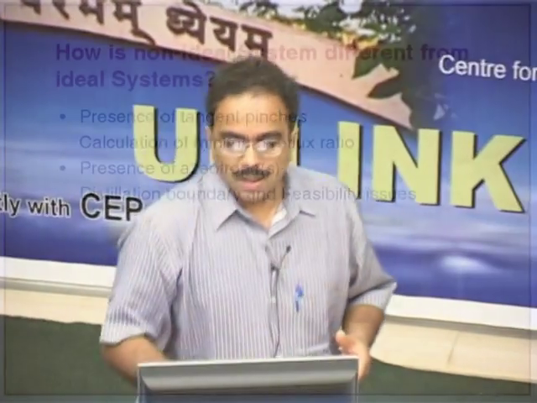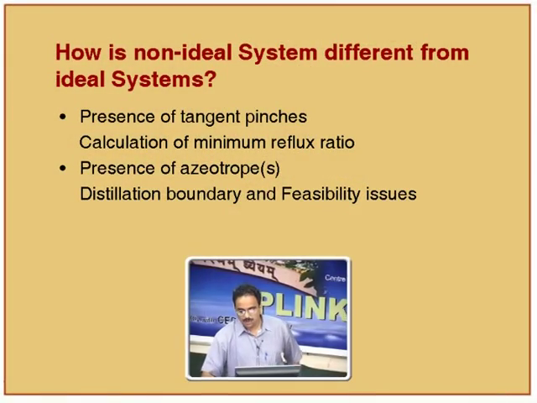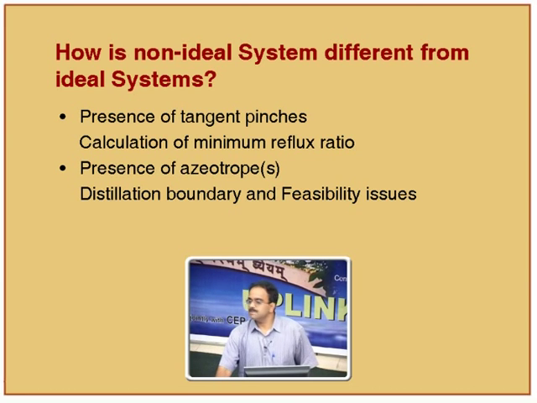Of course, here, as I said before, in what way would non-ideal systems be different from ideal systems? Presence of tangent pinches or presence of azeotropes. As I told you before, this is not so common in multi-component systems, but still there are methods to deal with the tangent pinches, and I am not going to cover that part in this particular program. It is given in this particular book, and if you have any queries, you can get back to me on this.